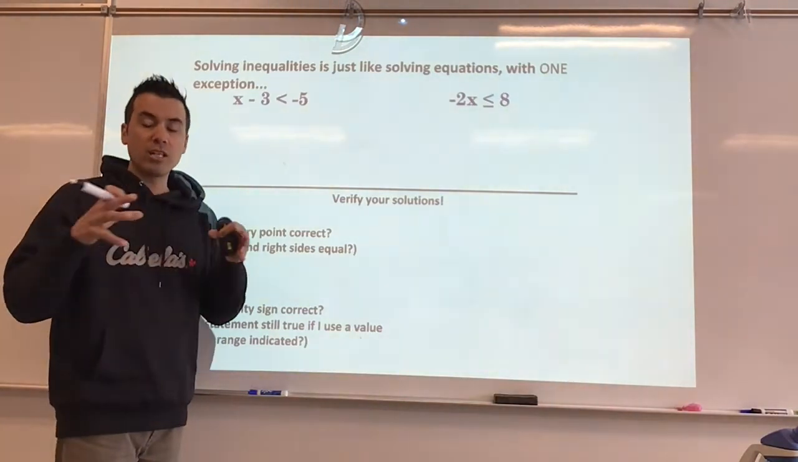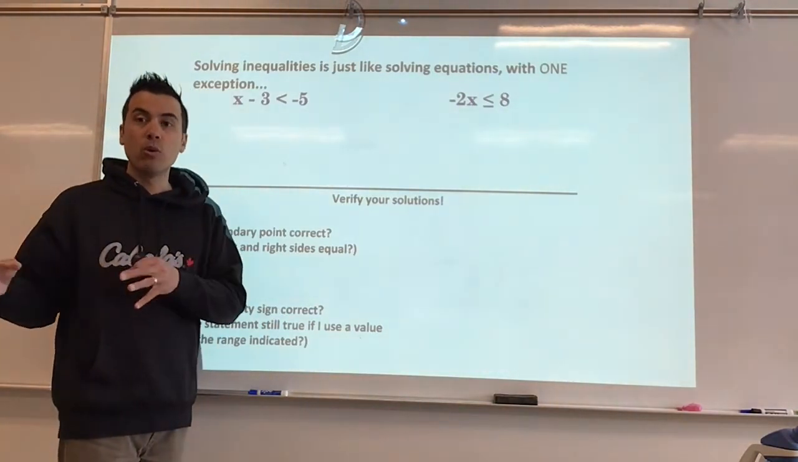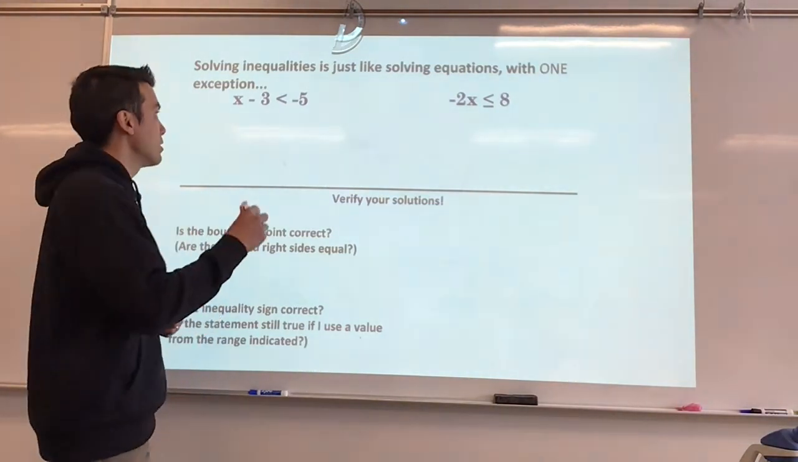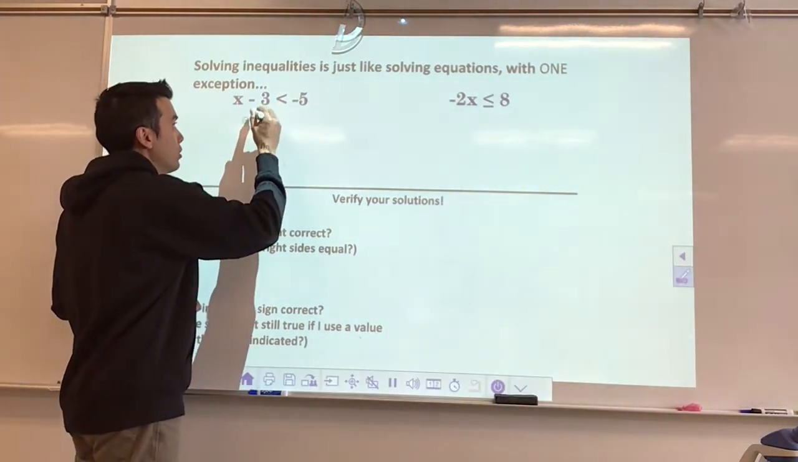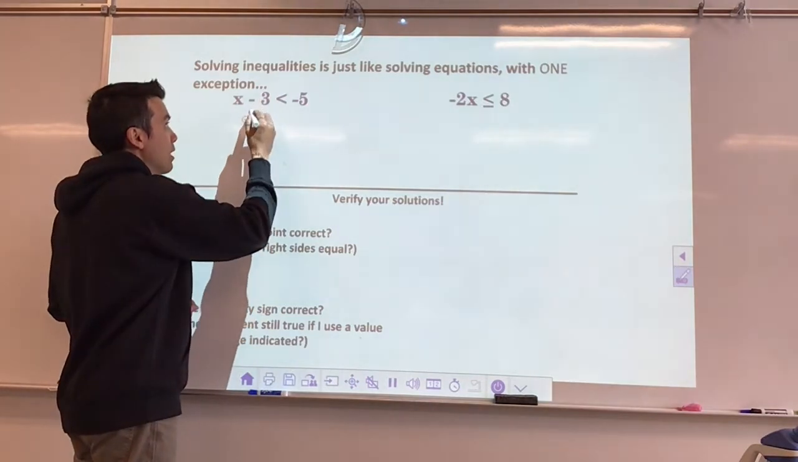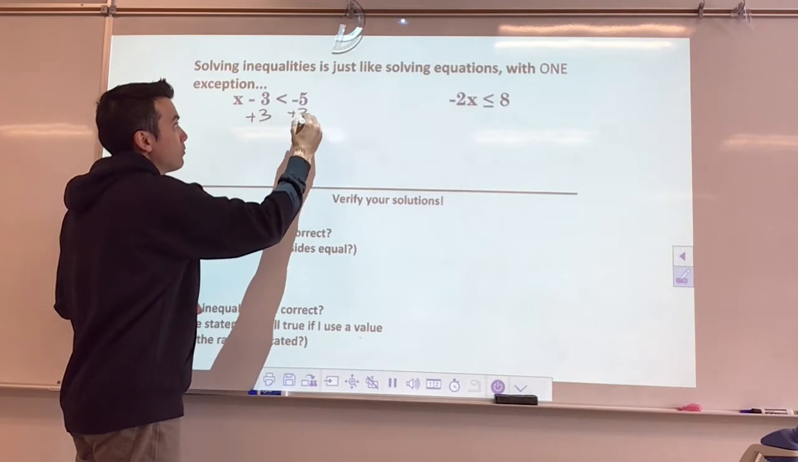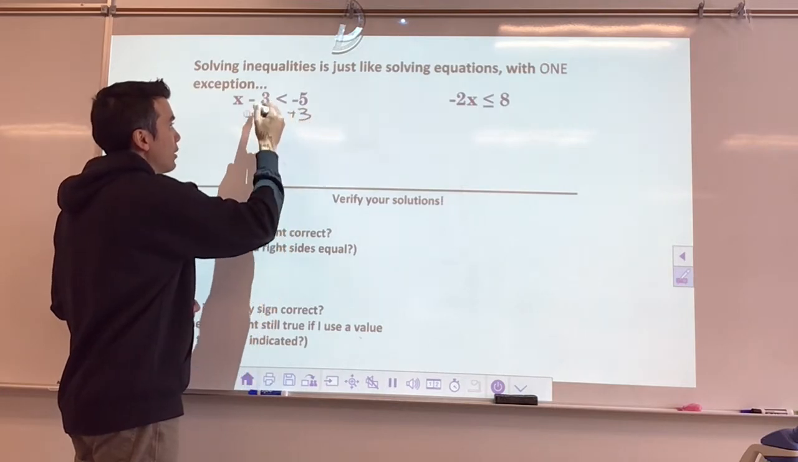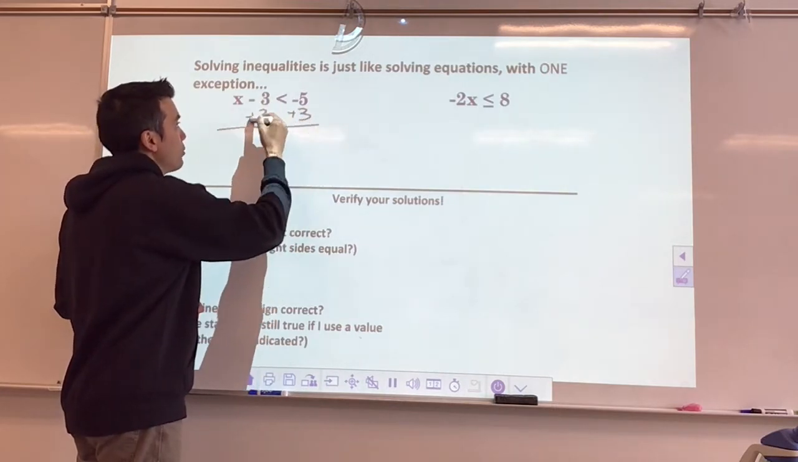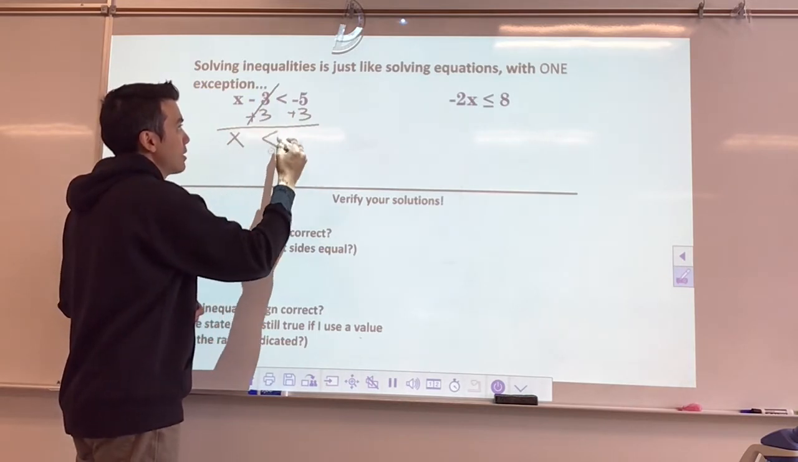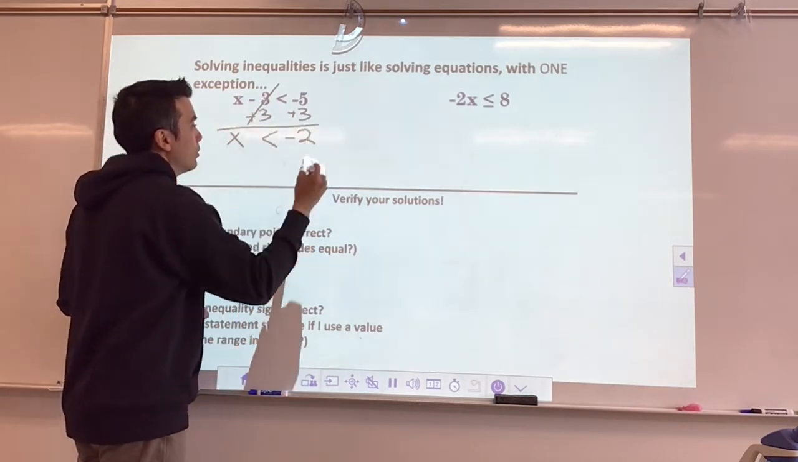Inequalities and equations are very similar in some ways. This is one of the ways. So I still want to get x by itself. I still want to add 3 to both sides. And after I do that, my 3's would cross off, and I would have x is less than -2.